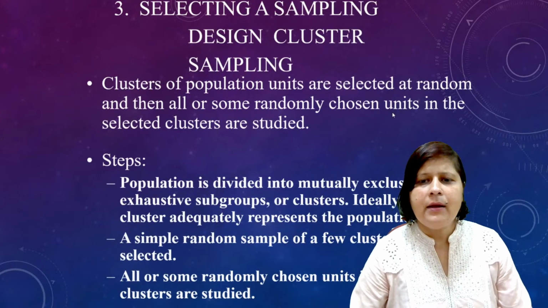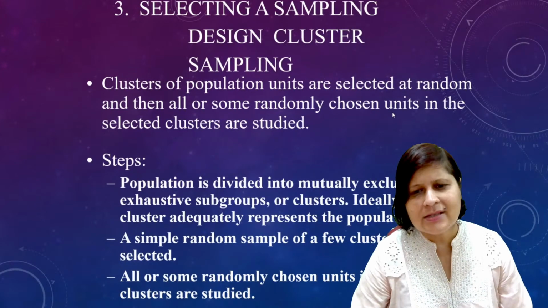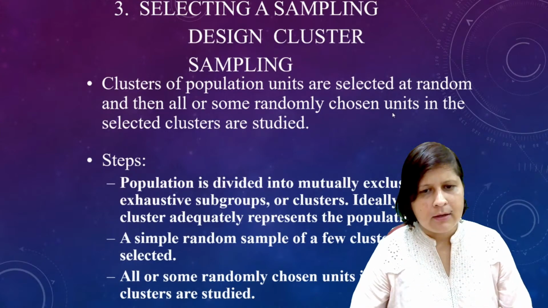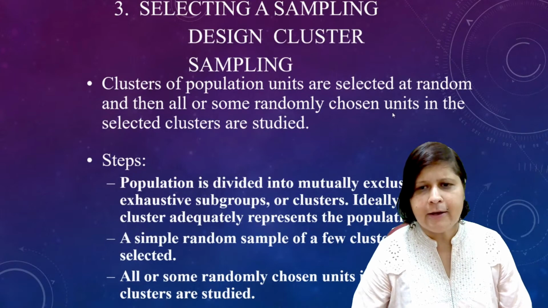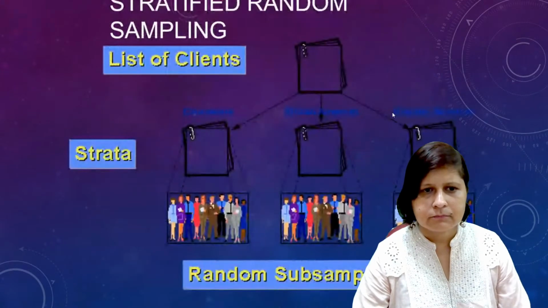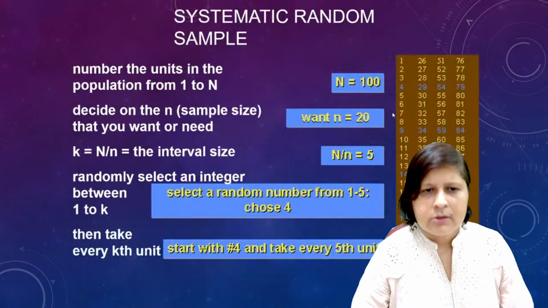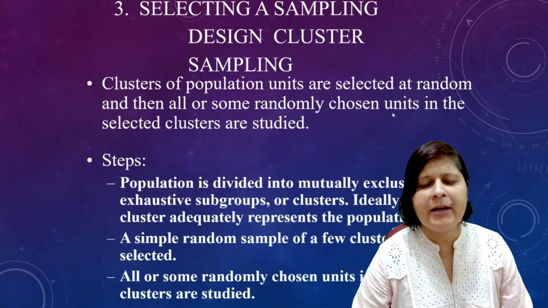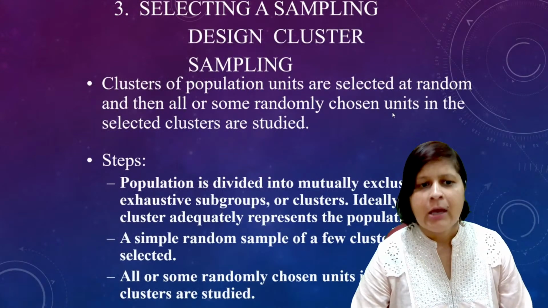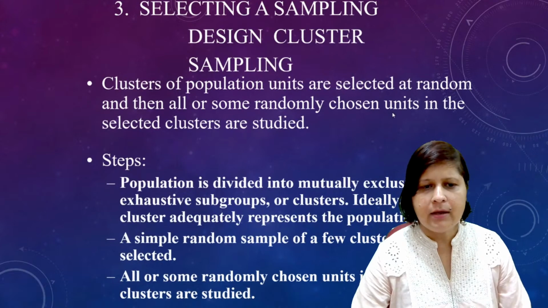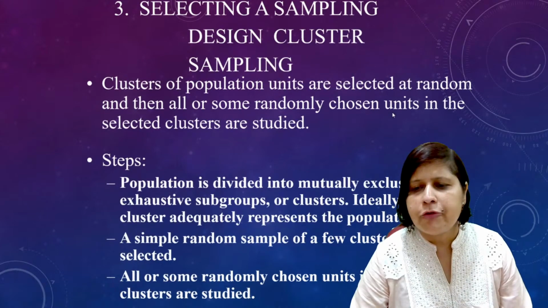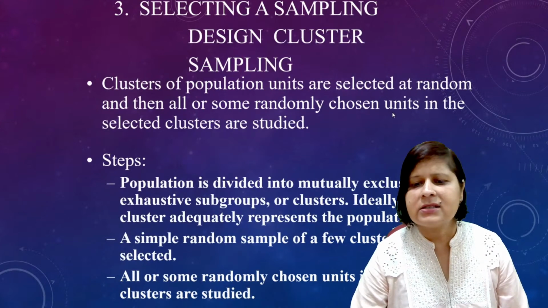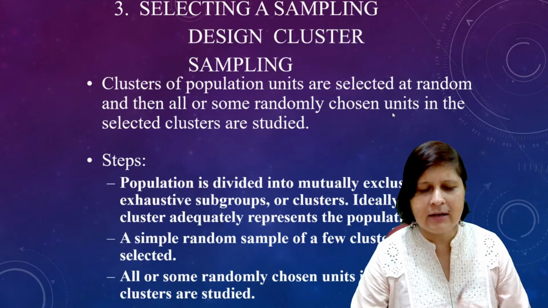Selecting a sampling design: cluster sampling. What is cluster sampling? We discussed simple random sampling, stratified sampling, and systematic sampling. Now cluster sampling. Another type of probability sampling is cluster sampling. Clusters of population units are selected at random, and then all or some randomly chosen units in the selected clusters are studied.